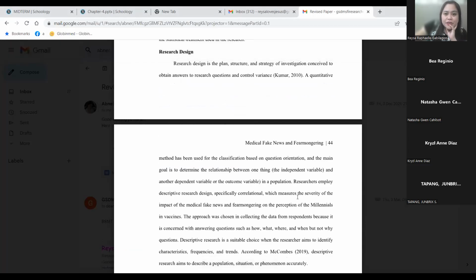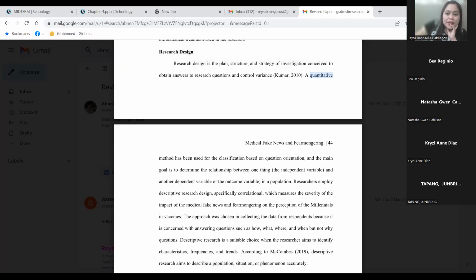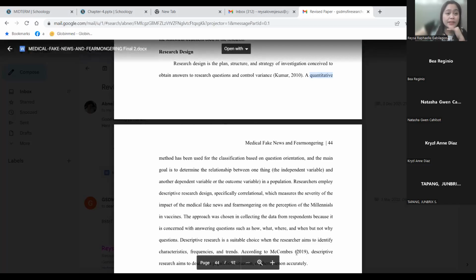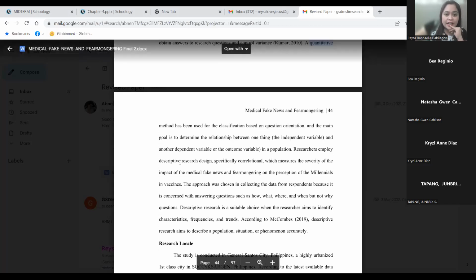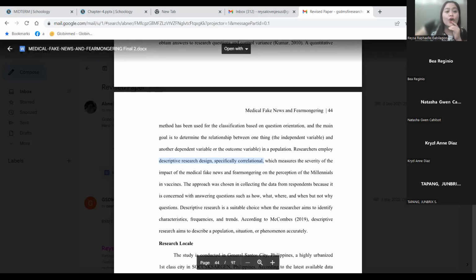So how did they write their research design? They identified what research design they used. First, their research is quantitative. So they discussed, class, what a quantitative research is. And after that, they specified it. I have highlighted that. Descriptive research design, specifically correlational. This is the research design of this study: quantitative, descriptive, and specifically correlational.